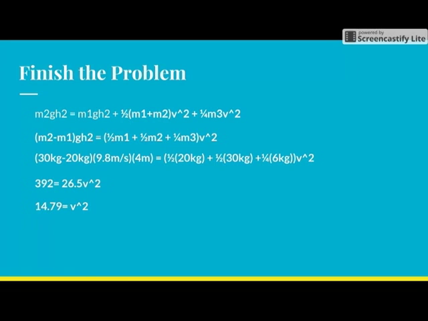And then 14.79 is equal to v squared. And finally, v is equal to 3.85 meters per second. This is the final speed of the glass when it is at 8 meters.